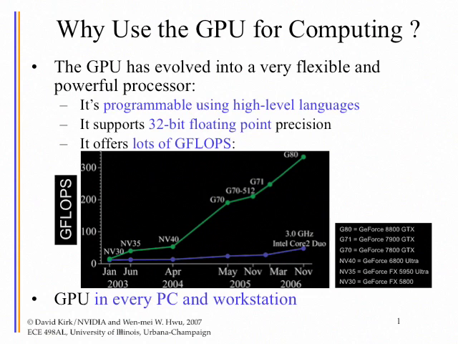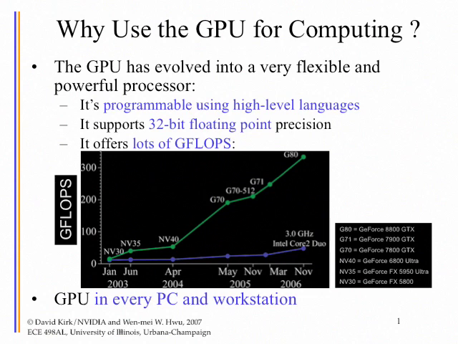But that's not the whole story. The GPU used to be not very programmable. And what I just taught you in the last lecture is that now it has become programmable. And it supports 32-bit floating point precision. For those of you who are thinking about scientific computing, a lot of scientific computing still requires double precision. And that actually would come in about 3 months from NVIDIA. So they're going to have double precision hardware coming up soon. And it offers lots and lots of gigaflops.